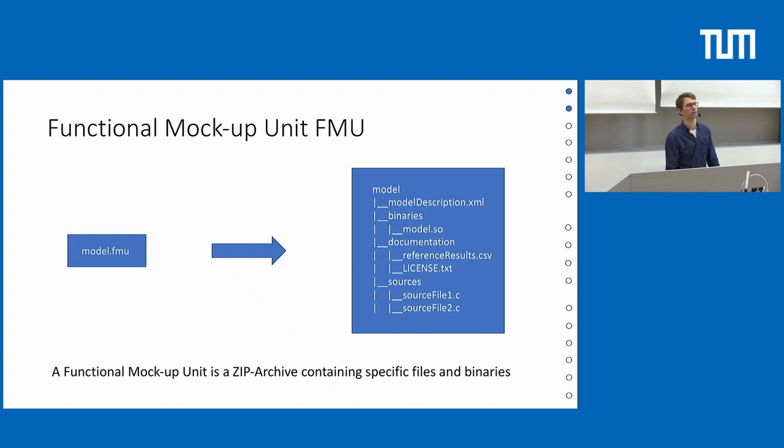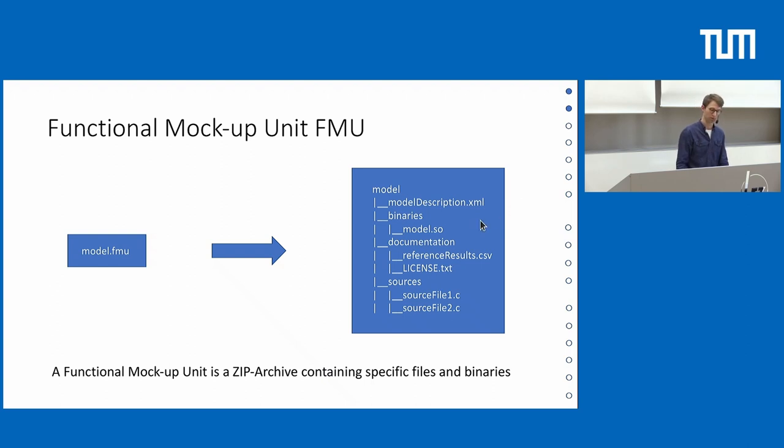And the way the FMI is implemented is via so-called functional mockup units. And these units are, in the end, just zip archives that contain specific files and binaries. That means if someone sends you an FMU model, you can just unzip it, and then you will get a file directory similar to this one. So you will always have an XML file, which tells you what kind of variables you can expect within this model and what you can do with it.